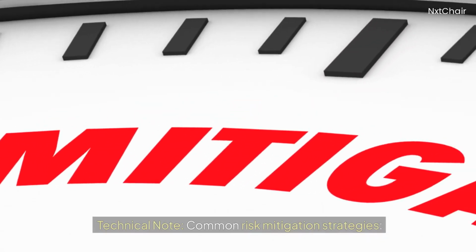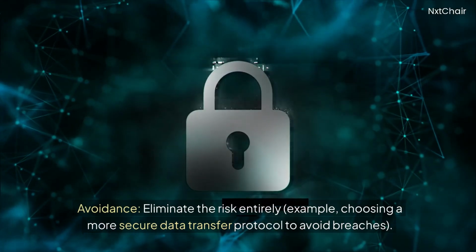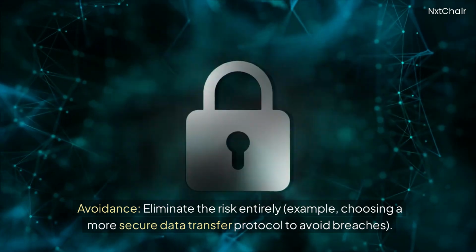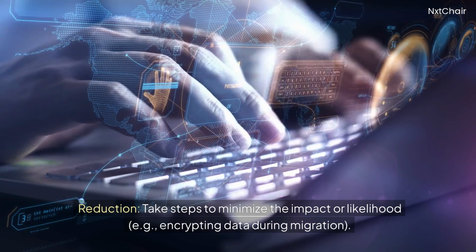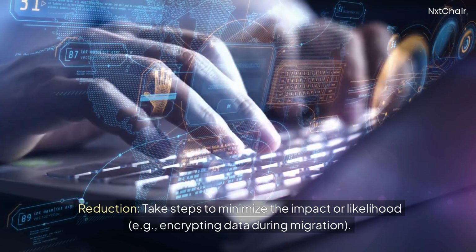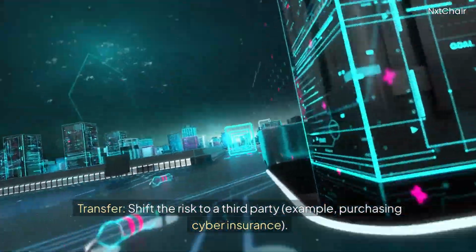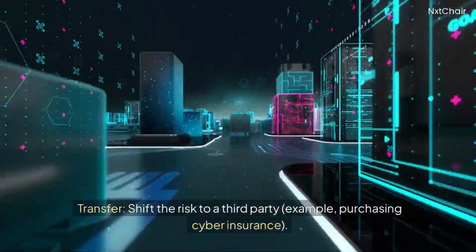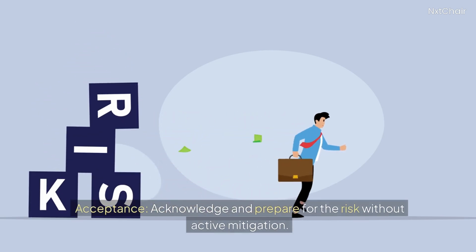Technical note. Common risk mitigation strategies. Avoidance. Eliminate the risk entirely. Example, choosing a more secure data transfer protocol to avoid breaches. Reduction. Take steps to minimize the impact or likelihood, e.g., encrypting data during migration. Transfer. Shift the risk to a third party, example, purchasing cyber insurance. Acceptance. Acknowledge and prepare for the risk without active mitigation.